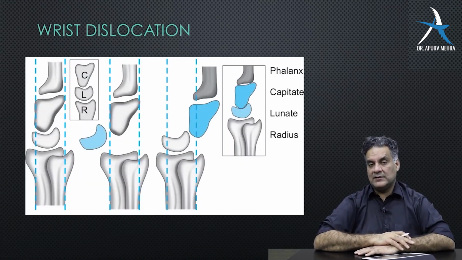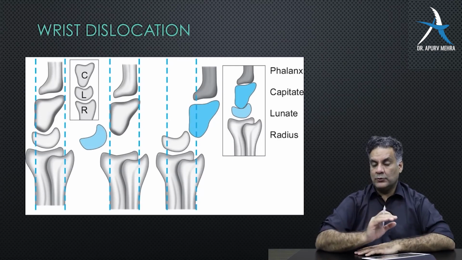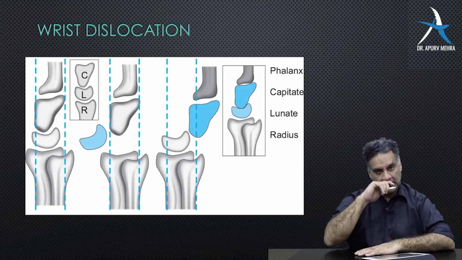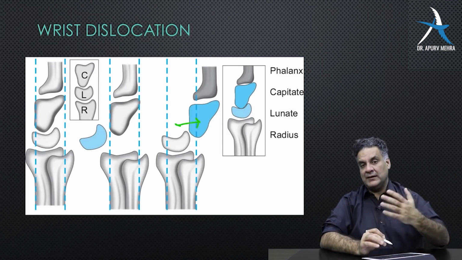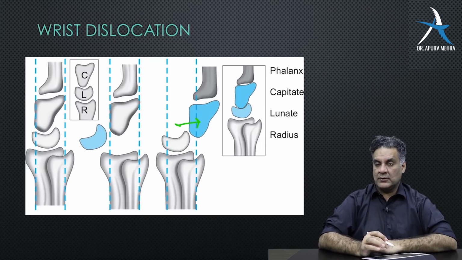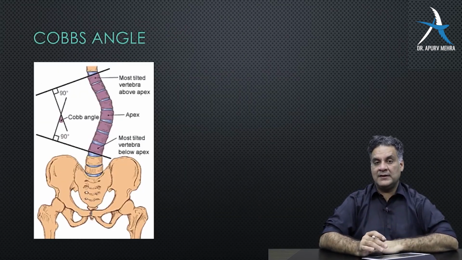And when there's a wrist dislocation, remember, if only the lunate comes out, it's called a lunate dislocation. And when the lunate stays in and all the other bones come out, it's called a perilunate dislocation. Perilunate is more common. And around the wrist, the median nerve is most commonly damaged.